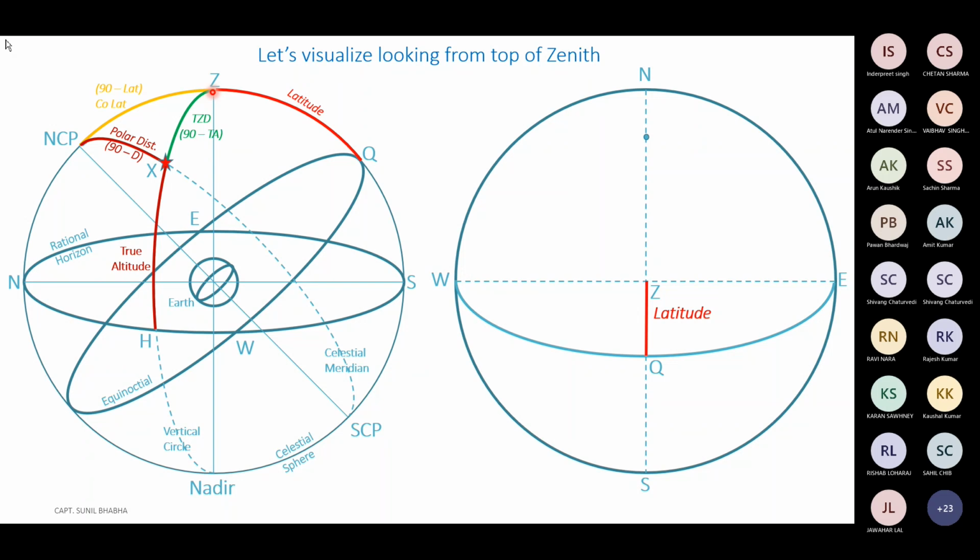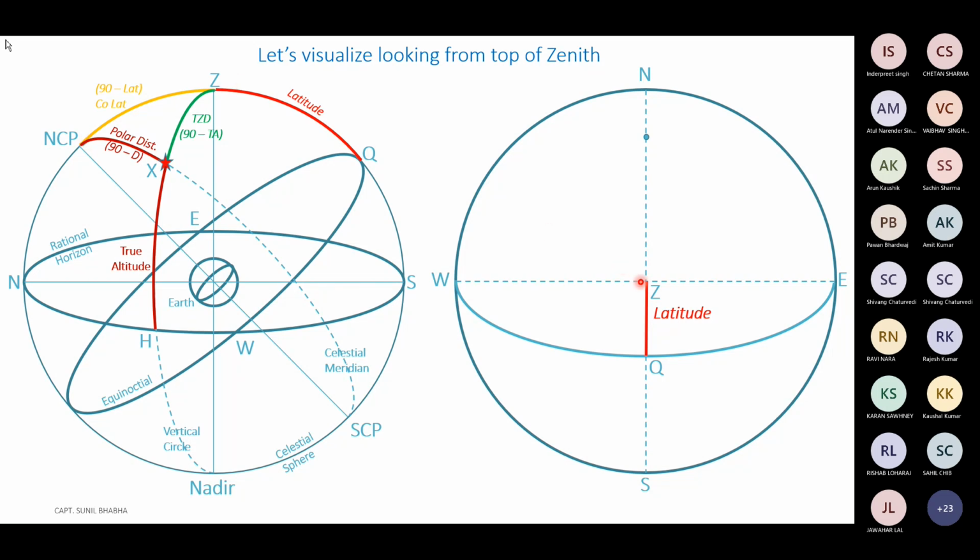From the Z point, if you go towards the N point, the north point is here. So from Z, if you move towards the north point a distance equal to your colat, or 90 minus latitude, you will reach the north celestial pole. So let us show this in our diagram now.